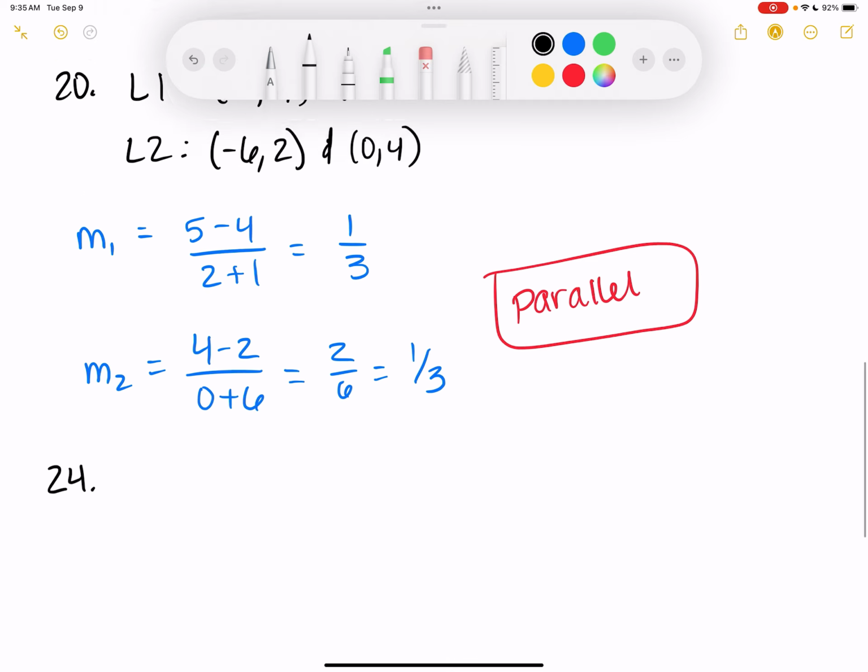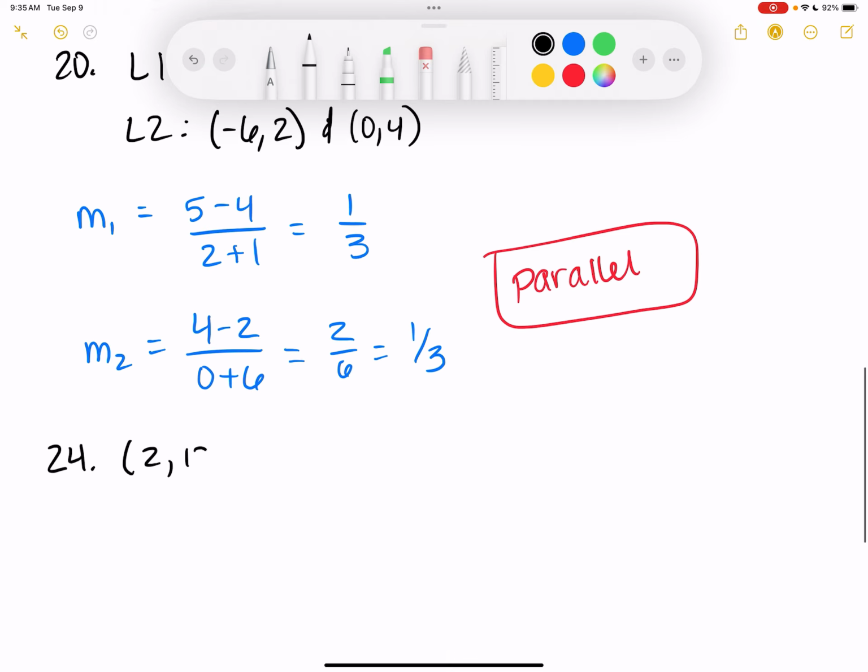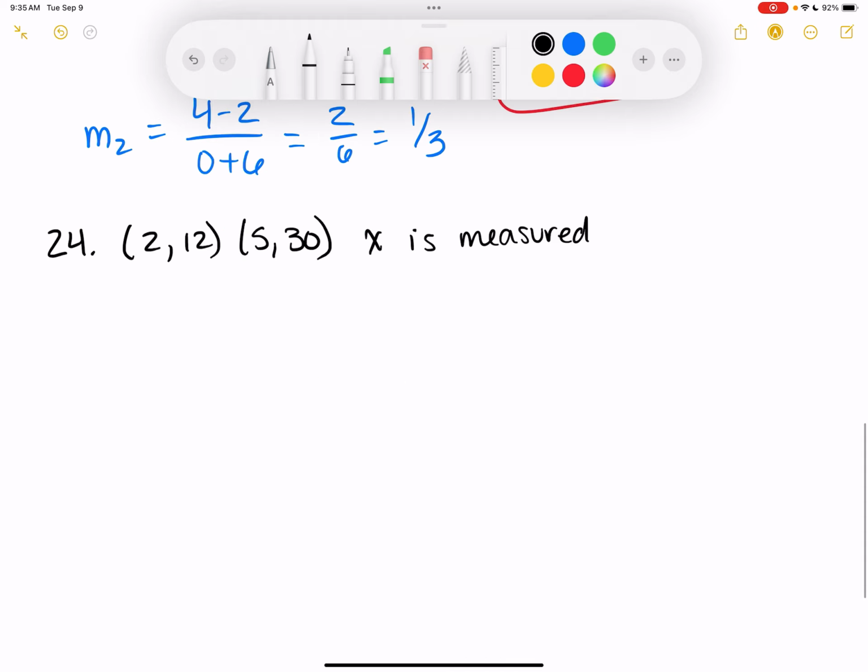212 and 530. They say x is measured in hours. Y is measured in dollars. People mix this stuff up all the time. All we're doing is finding slope. It's still y over x, okay? Your units also have to be y over x. So what are my units of this problem going to be? Dollars over hours, dollars per hour.